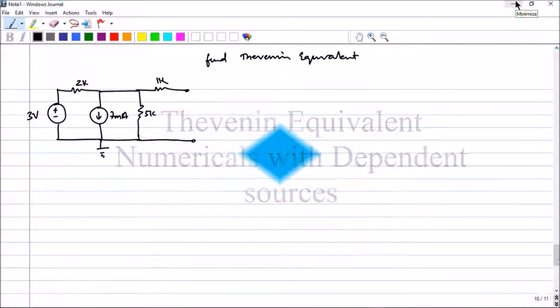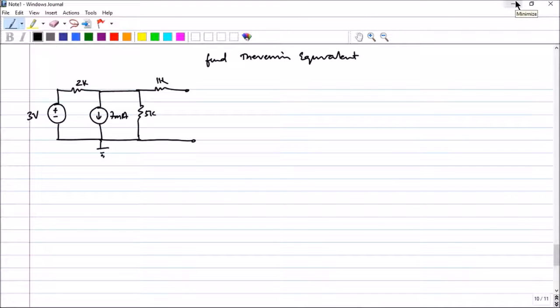Hello friends. In the previous session, we went through the Norton's equivalent and did some simple problems on it. Now in this session, we will be doing a couple of problems on Thevenin and Norton's equivalent, in which I will be introducing the dependent source as well.